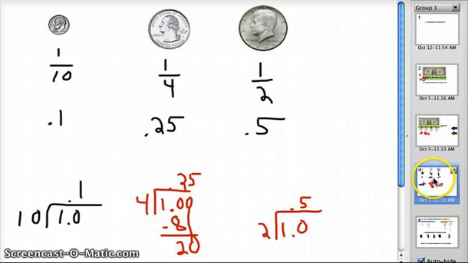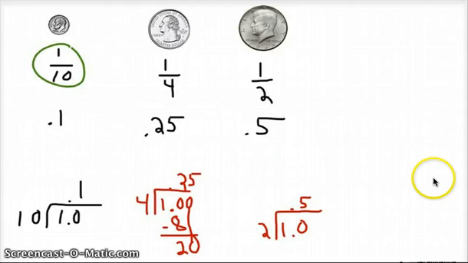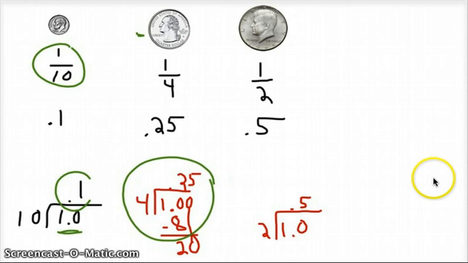Okay, so let's look at how to write any fraction as a decimal. You divide the numerator by the denominator. So we know a dime is 1/10 of a dollar, and if I wanted to write that as a decimal, I divide the numerator 1 by the denominator 10, and I'll get 0.1. A quarter is 1/4 of a dollar. If I wanted to write 1/4 as a decimal, you divide the numerator by the denominator. So you're going to divide 1 by 4 and get 25 hundredths.